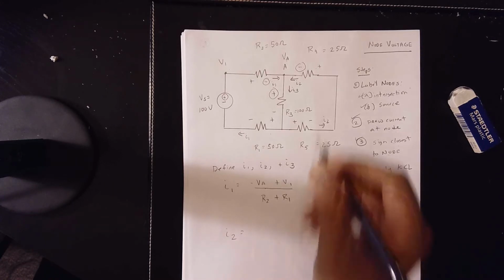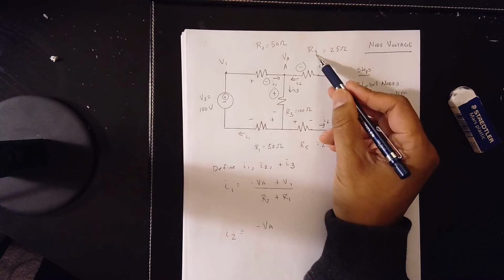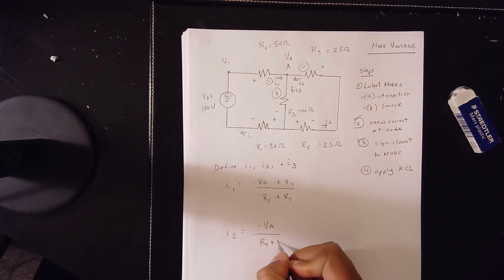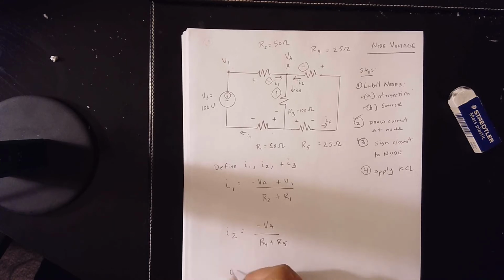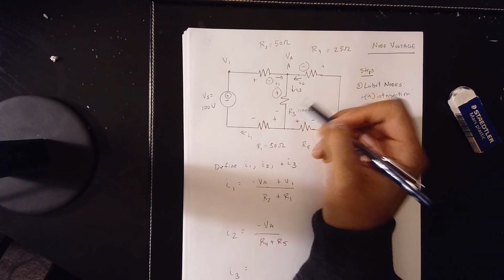I2 is minus VA over R4 plus R5. And I3 is simply plus VA over R3.